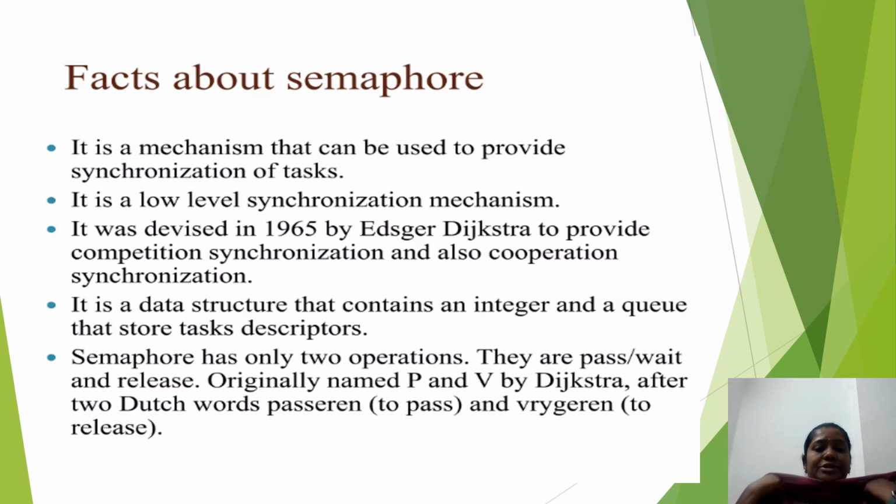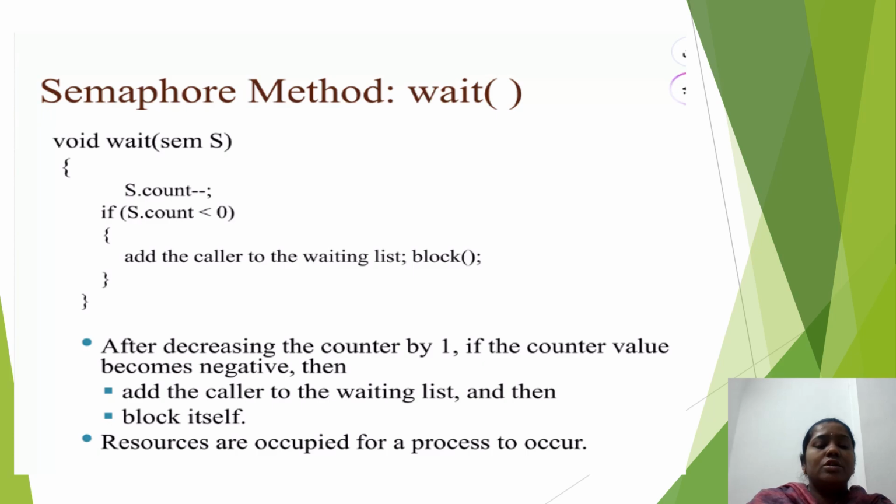A semaphore has two operations: passing, and waiting or releasing. Originally, when we name the semaphore operations, we have two values, signal and wait, which were named P and V by Dijkstra. P stands for signal, that is, to pass the signal, and V stands for wait, that is, to release and wait on that particular semaphore. So this is the method used in a semaphore. The semaphore methods consist of wait and signal.